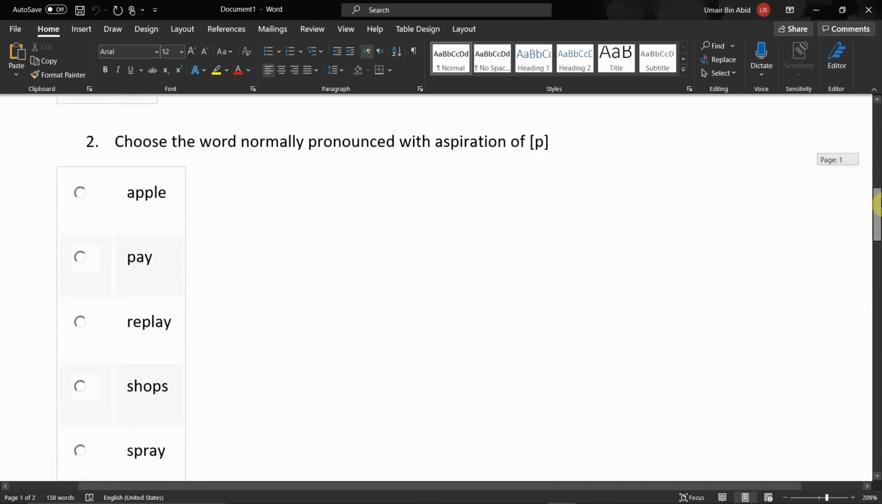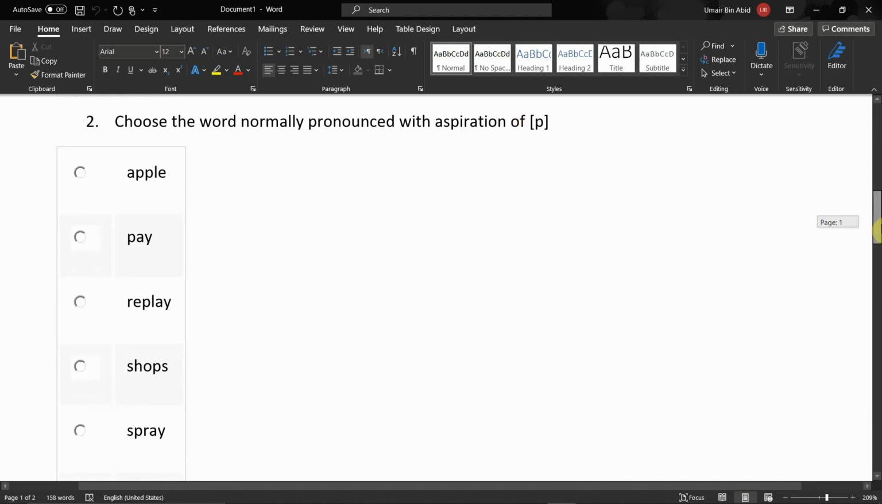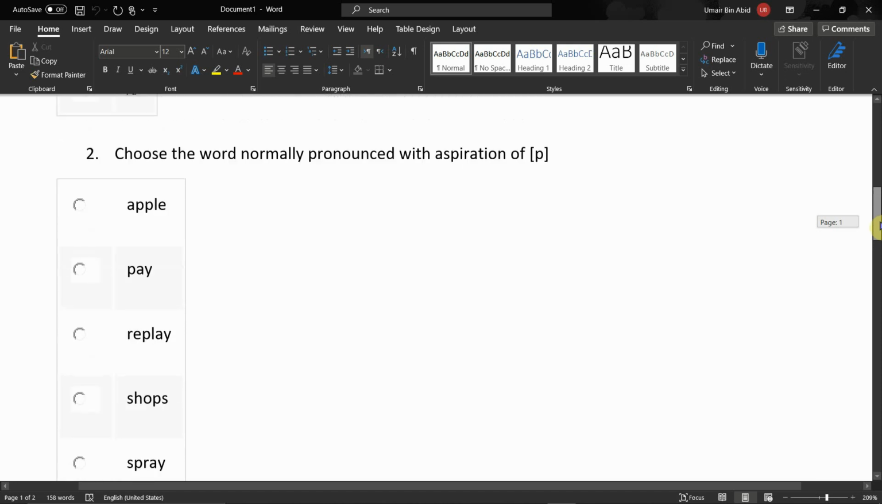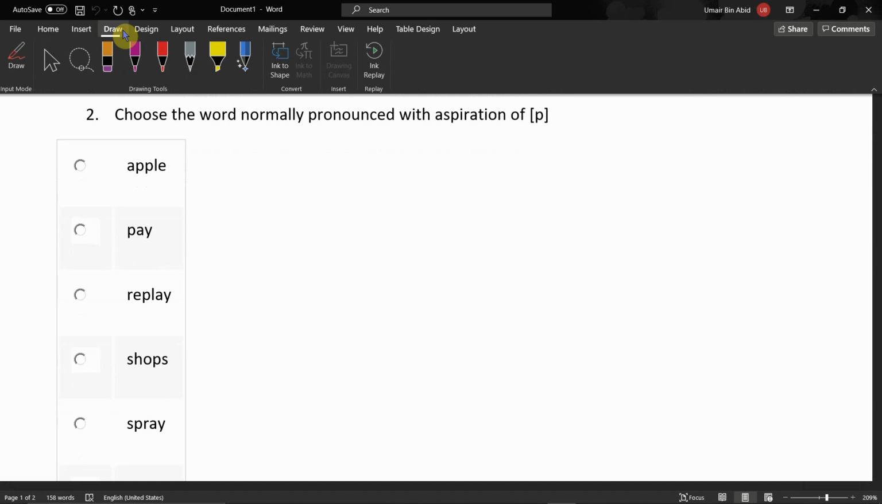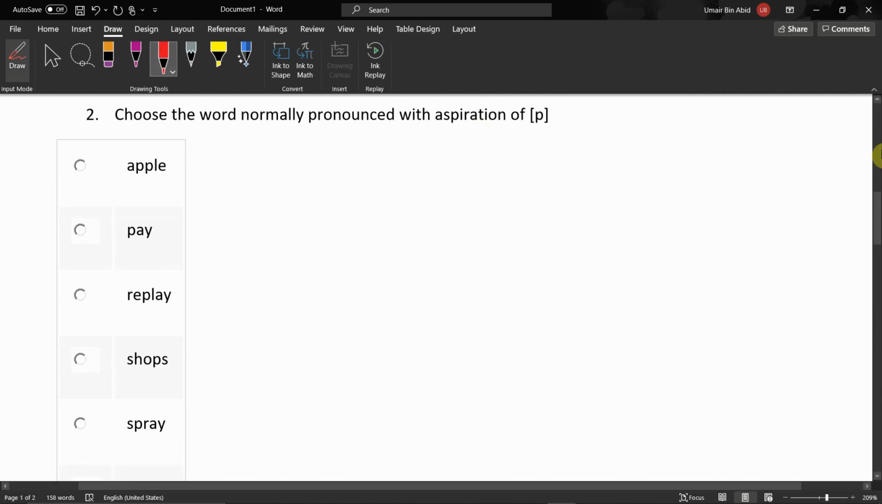All right. Choose the word normally pronounced with aspiration of p. This can be a tricky question for some people because it's somewhat related to allophonic variation. If you know allophonic variation, only then you can answer this question. So I'll just give you a basic idea in which you can solve such type of question.